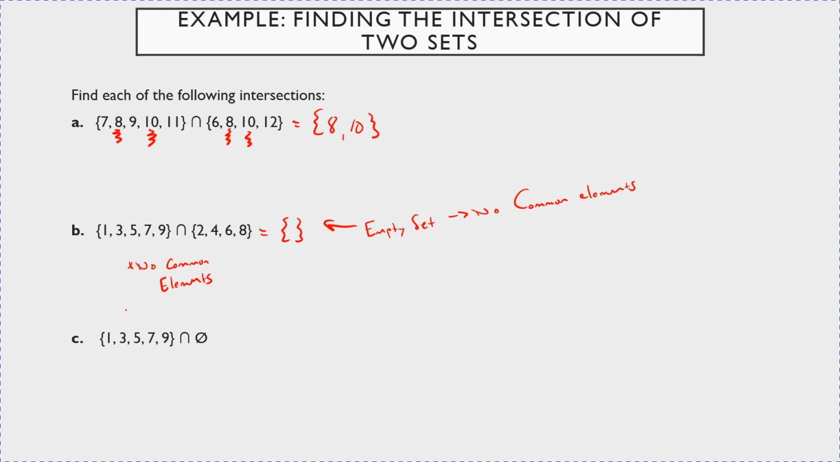What's also really interesting, if you take the set 1, 3, 5, 7, 9 and intersect it with the empty set, well, what does this set have in common with nothing? Obviously it has nothing in common with it, so the result is the empty set. So whenever you intersect something with the empty set, you get the empty set. All right, so again, intersection: just look at what they have in common. Find the common elements.